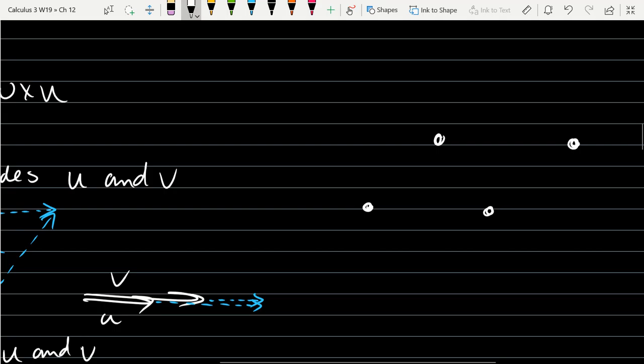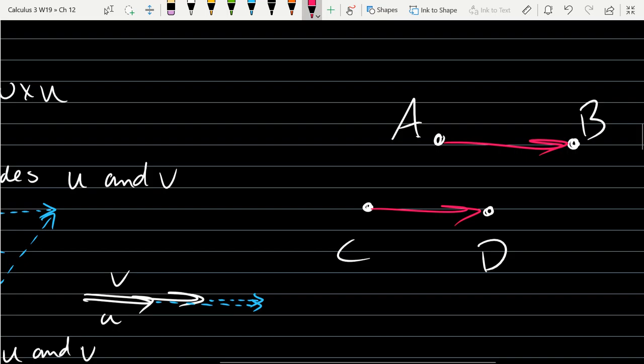Let's say I gave you 4 points. If I gave you 4 points that form a parallelogram, how could you make a mistake if I go A, B, C, D? Can you think of two vectors you could form that would be parallel? So A to B and C to D, those would be parallel. That would be a bad choice. And then A to C and B to D would be another bad choice.